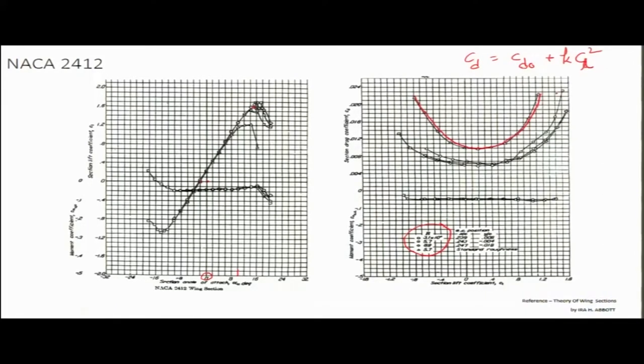See, it is almost a parabolic variation. So, this particular equation or formulation will definitely fit this data, whatever internal data you obtained here. Now, what is CD naught? The profile drag, which is at CL equal to 0. So, what is CL 0 here? So, this is your CL 0 and the corresponding drag coefficient is 0.01 approximately. So, CD naught of this airfoil is 0.01.